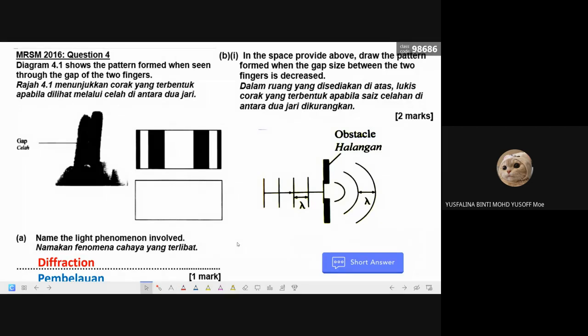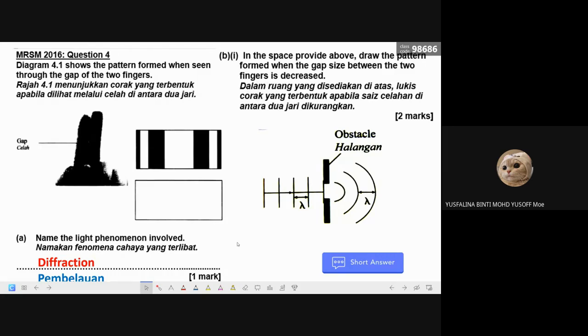Okay, so this one for question 4, right? It says here diagram 4.1 shows the pattern formed when seen through the gap of two fingers. So name the light phenomenon involved. So this one we call diffraction because the light passes through the gap between the two fingers. Okay, so in the space provided above, draw the pattern formed when the gap size between the two fingers is decreased. So this one is like a diffraction of light.